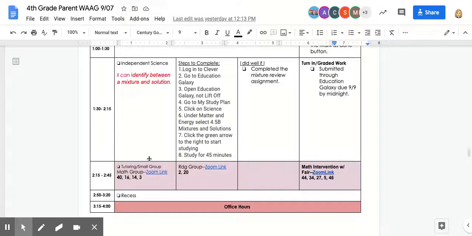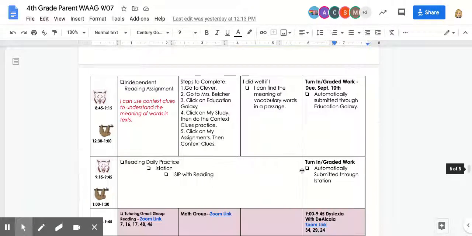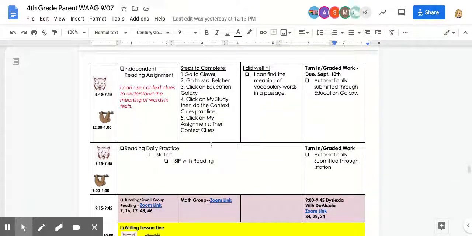Some of you have already done context clues, which is today, Thursday, September 10th lesson on Education Galaxy. If you didn't get an 80 or above, do it again. Go to My Study Plan, practice, then do it again. Okay? Step by step, what's expected of you.